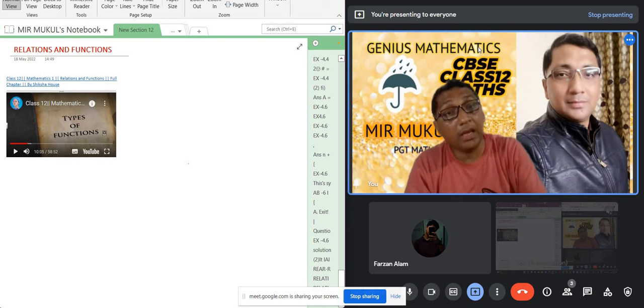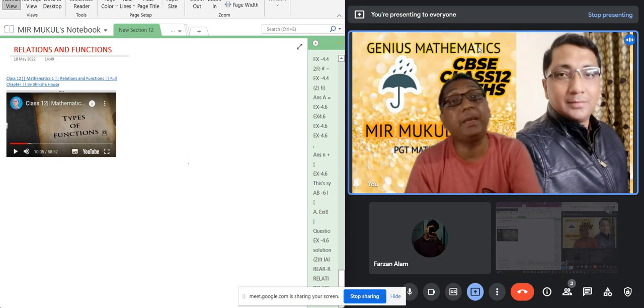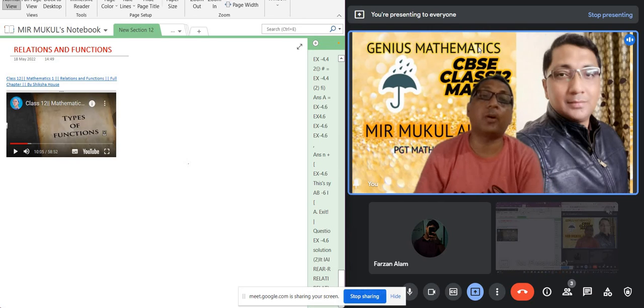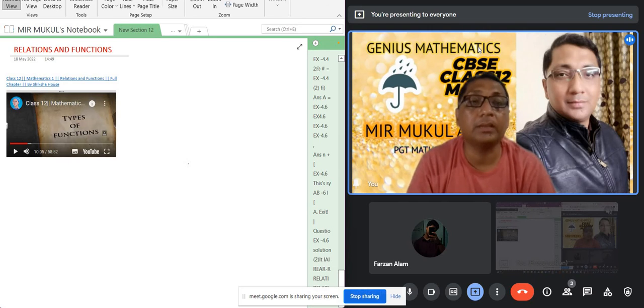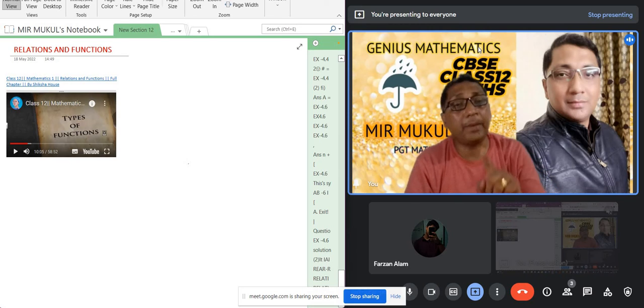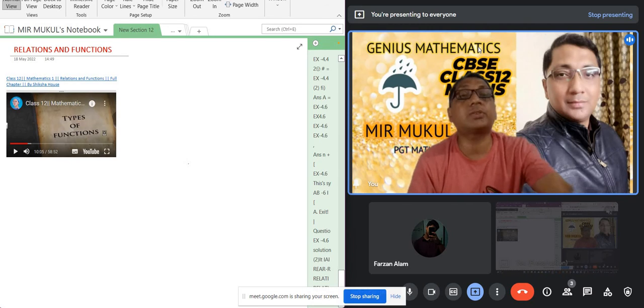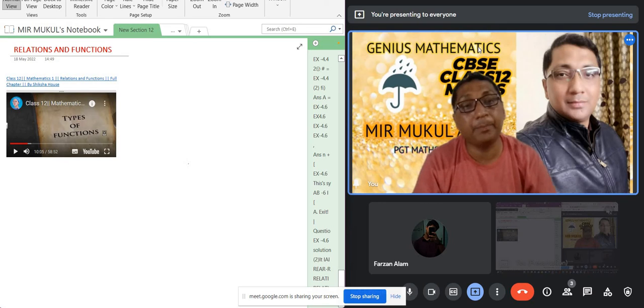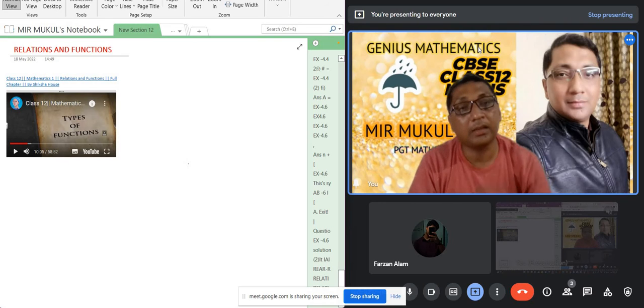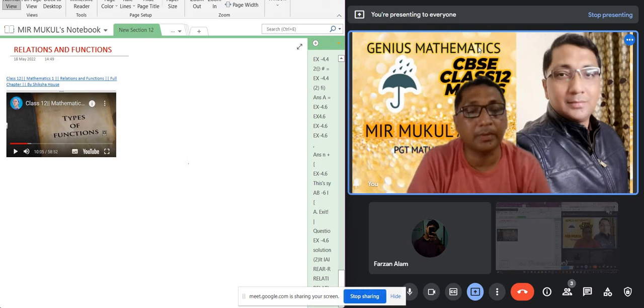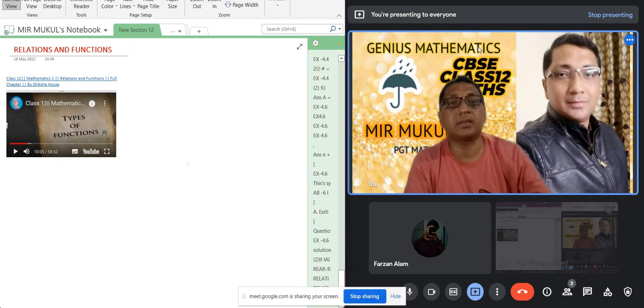Symmetric: if (a, b) belongs to R, then (b, a) should belong to R. Here, for all is not required. And third one, if (a, b), (b, c) belong to R, then (a, c) belongs to R. If this type of ordered pair is not present, then you can't say it is not transitive. You will say it is transitive.